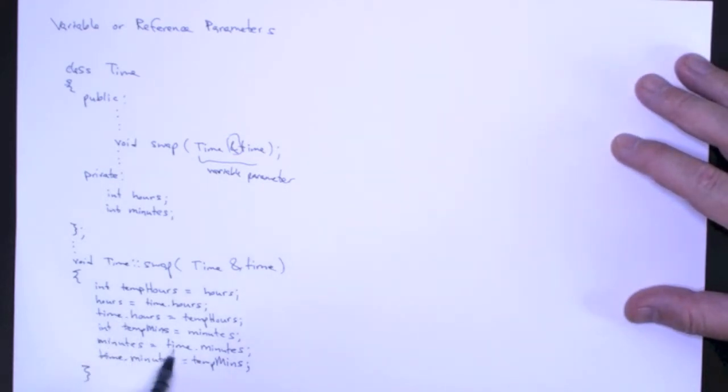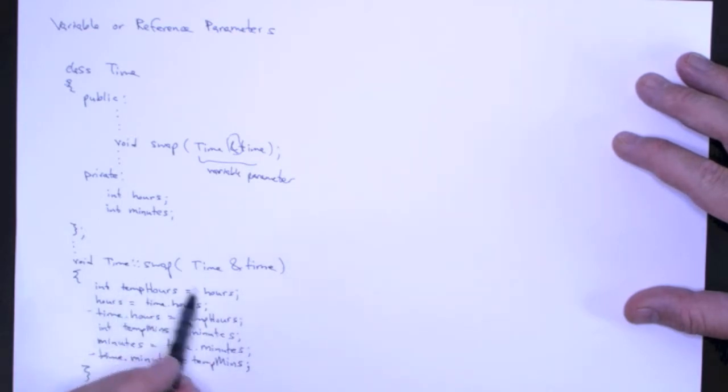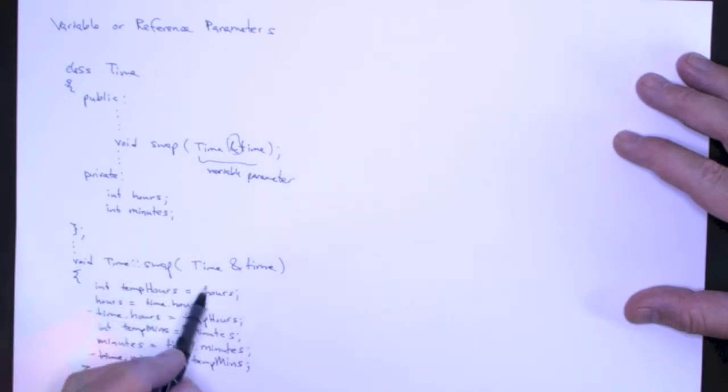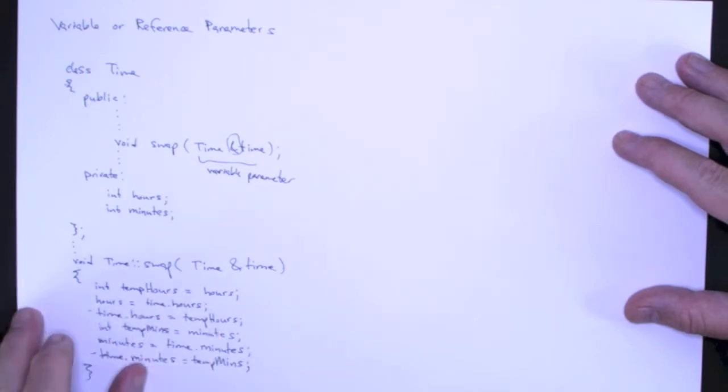And in order for this to work, the change that I make to time here and here, that's where I'm changing this object, those changes have to persist after this swap method terminates. What I'm actually doing here is, because I'm using a reference parameter, yes, I am changing the parameter time, but because it's a reference parameter, I'm actually changing the original object that I passed into swap.